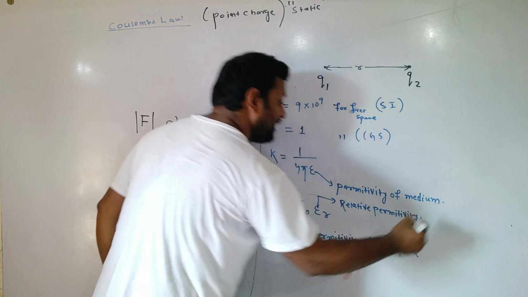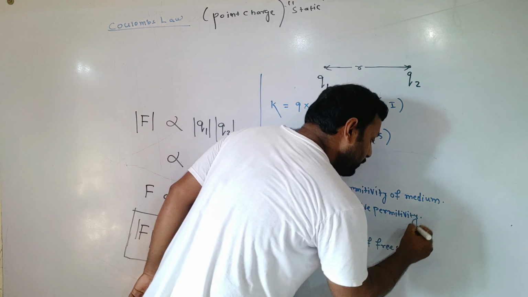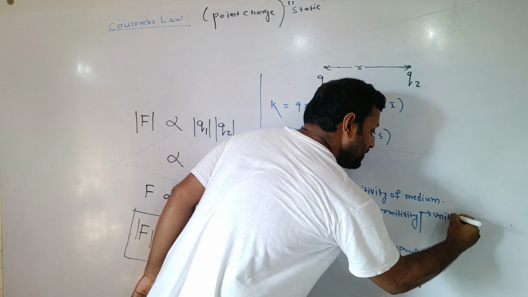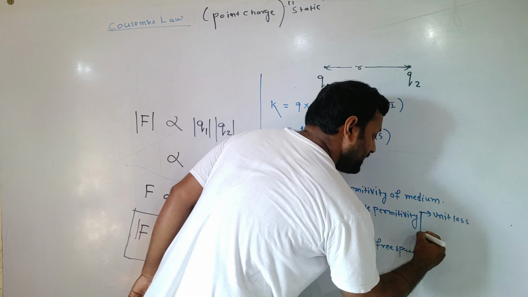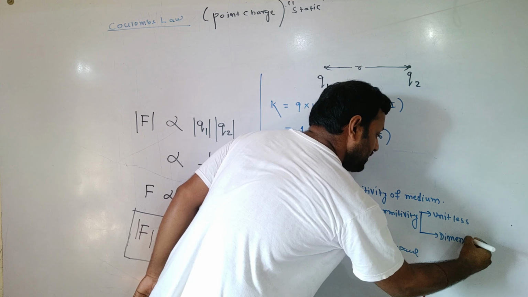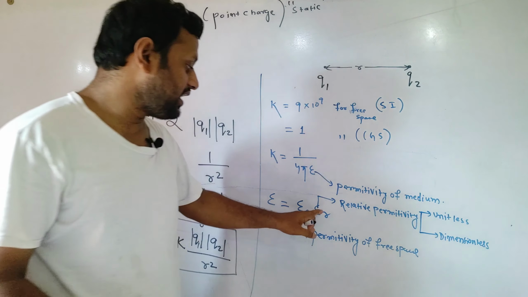This is called relative permittivity, and that relative permittivity is a unitless and dimensionless quantity. Unitless, also it is a dimensionless quantity, because it is a relative term.